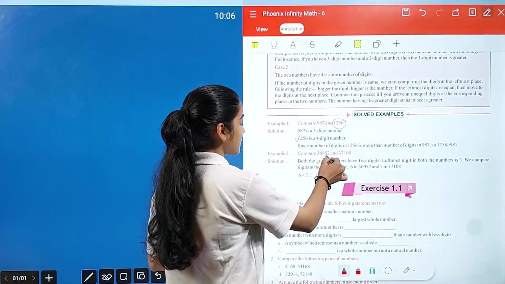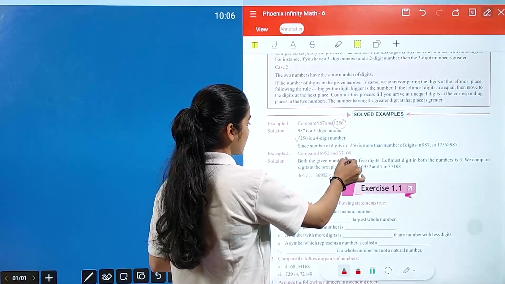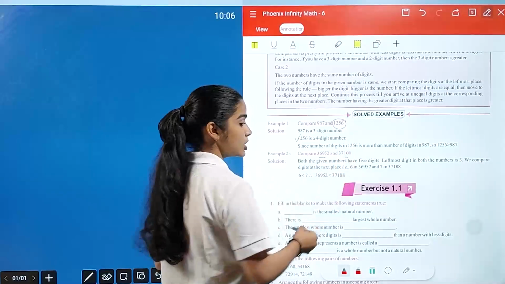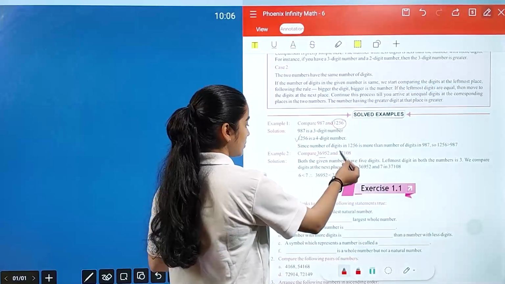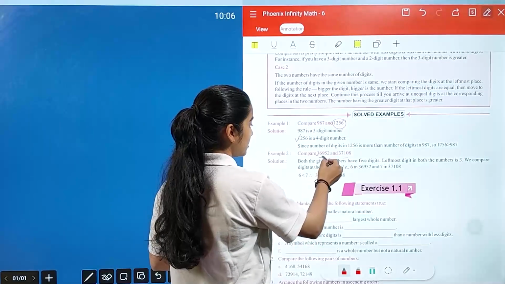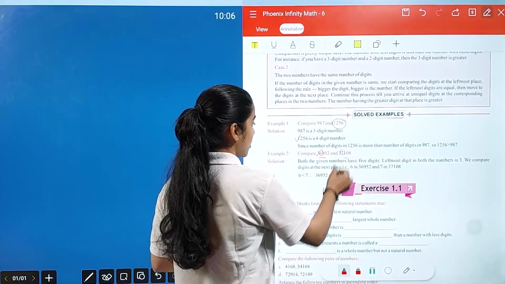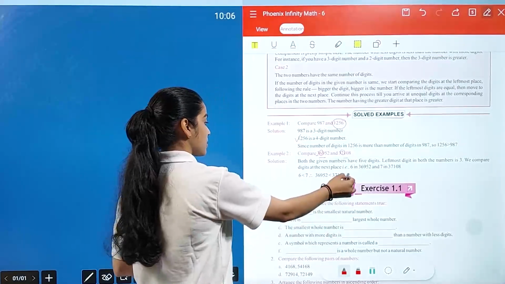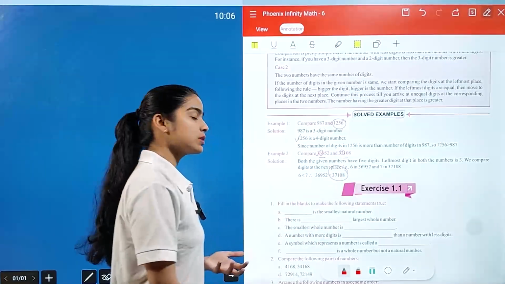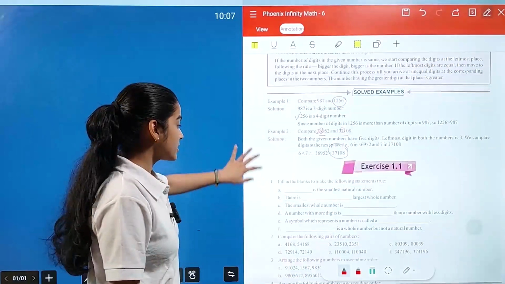Compare 36,952 and 37,108. In both numbers we have an equal number of digits, so we have to compare the first digits. Now 6 and 7: in that case 7 is greater as compared to 6, so this number is bigger. I hope, students, this comparison is clear to you.